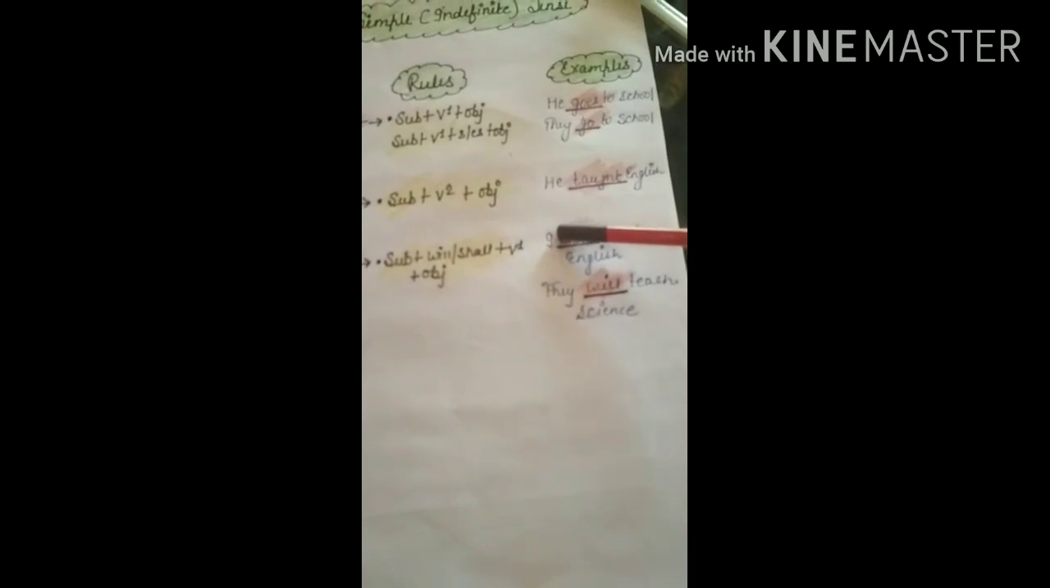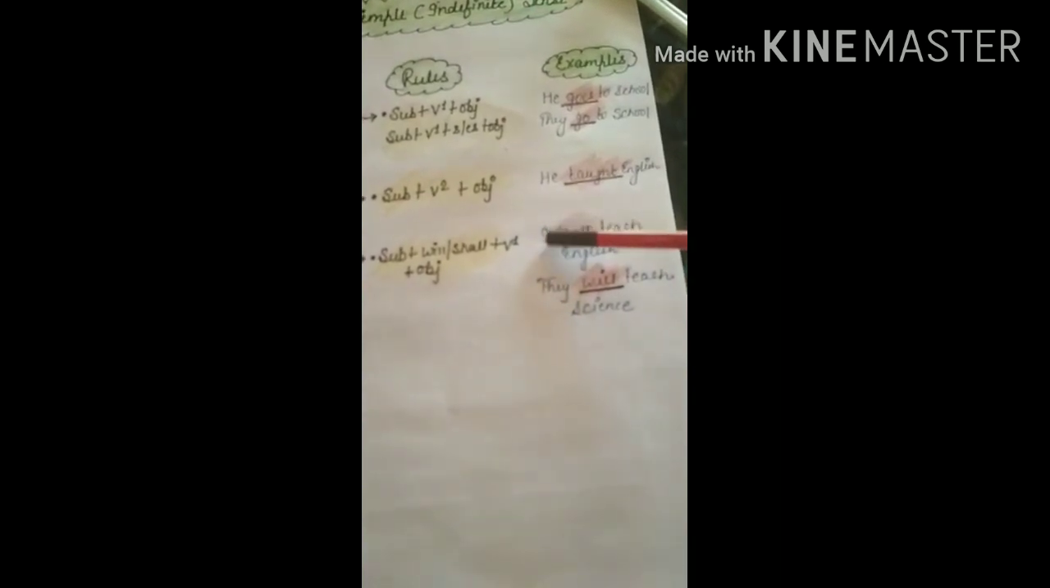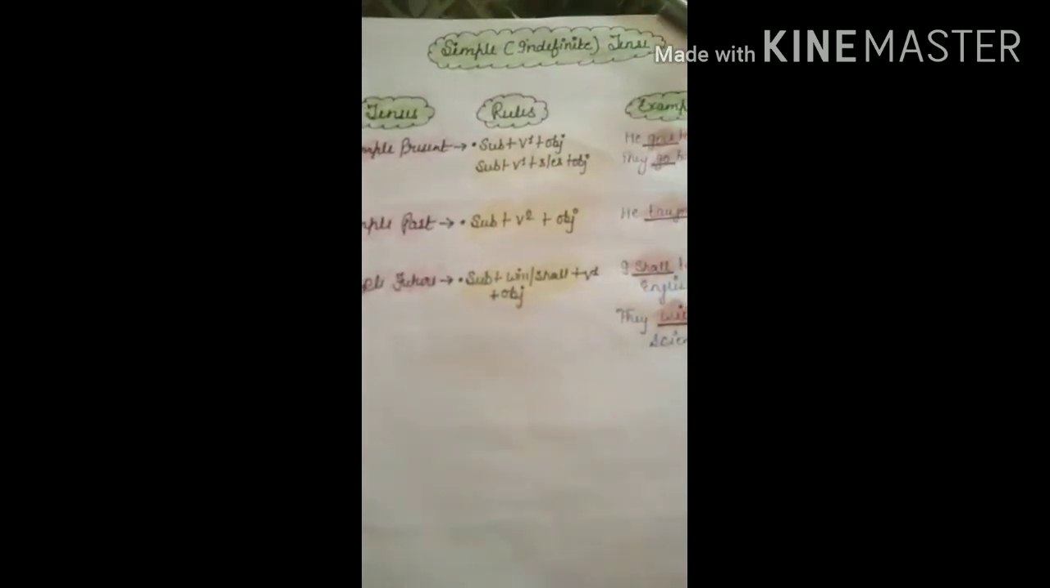There is one thing also to remember. When the subject is I or we, we use shall. When the subject is other, we use will. So this is the structure of simple tense, or you can say indefinite tense. Hope you will understand this tense. Later on, I'll discuss with you continuous and perfect tense.